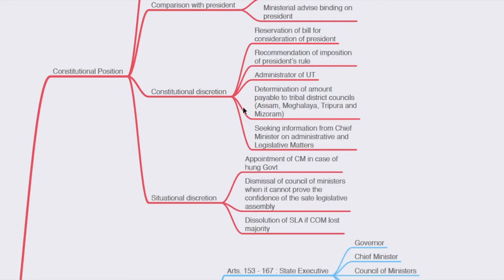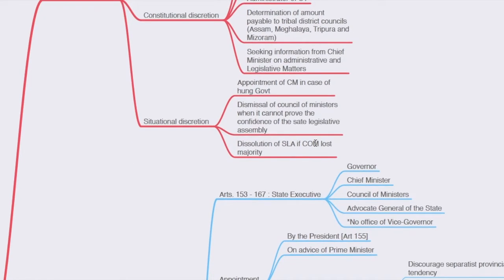It is very important to know which states have tribal district councils. Then he also has a constitutional discretion in seeking information from the chief minister on states' administrative and legislative matters. Now let's see the situational discretion of the governor.